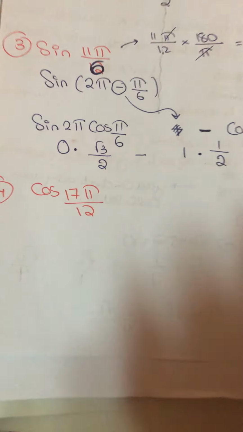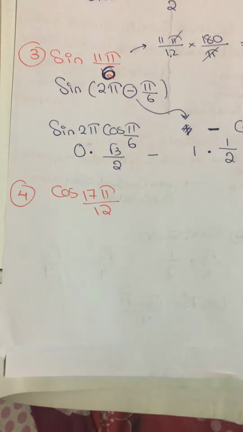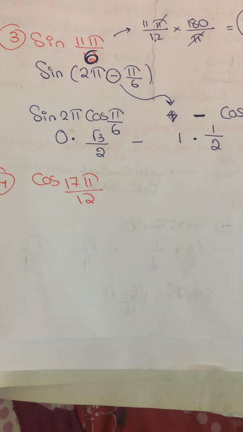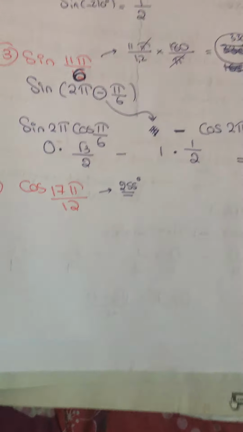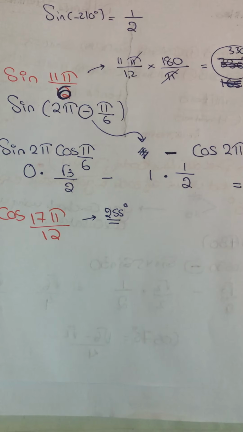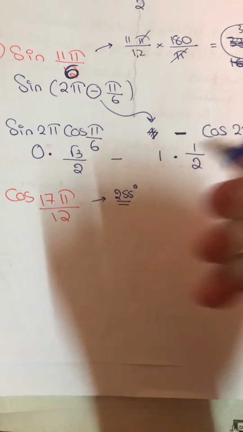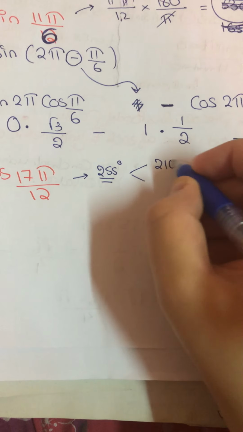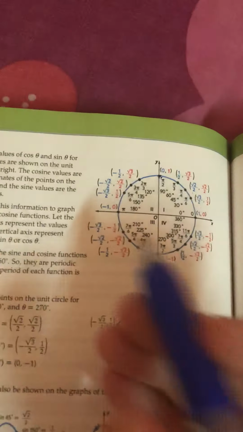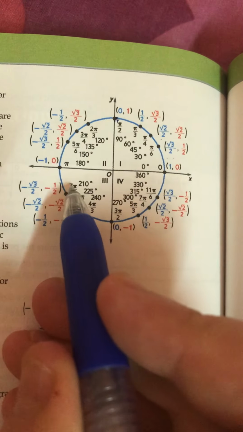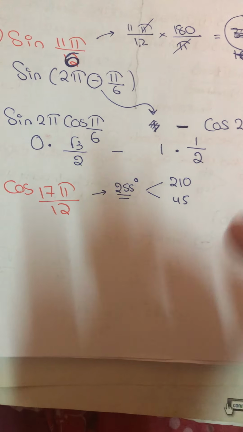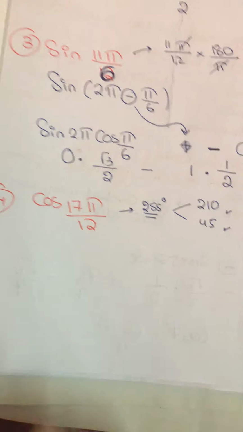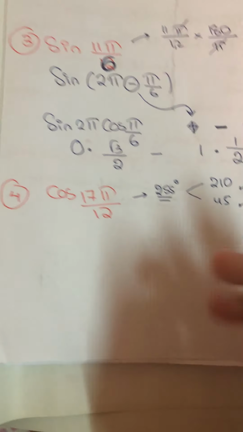Okay, so regarding cosine 17 pi over 12, I need to know it in degrees. In degrees, it's 255 degrees, hopefully. So which two numbers, when I add them or subtract them, I get 255? A good option here is 210 and 45. And I have 210 on my unit circle, and I have 45, of course, on my unit circle. So I will know how to deal with them. Okay? So let's continue in degrees. I don't mind as long as you get the answer at the end.